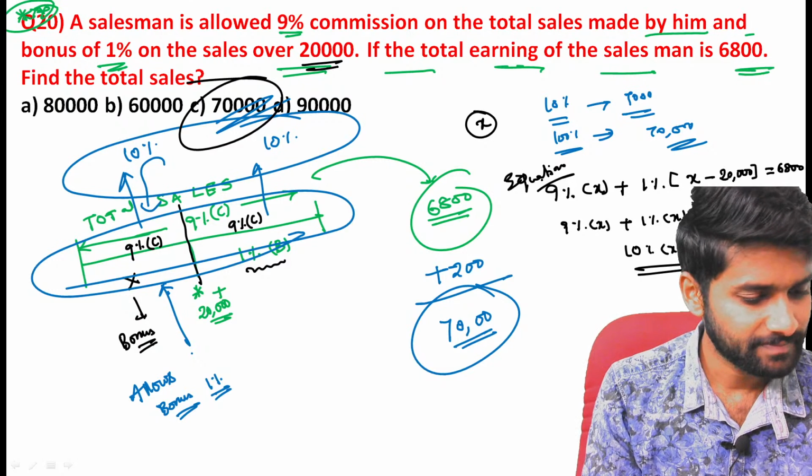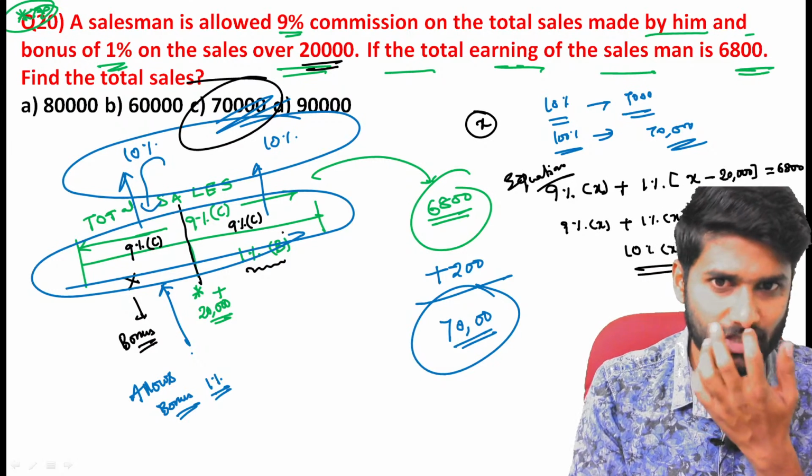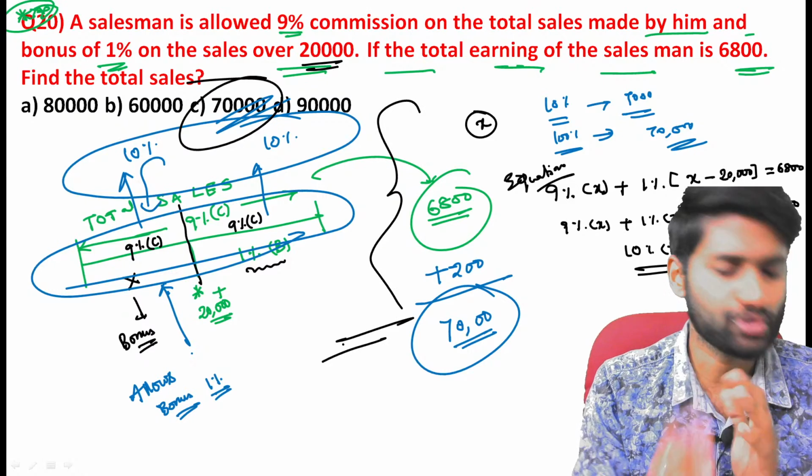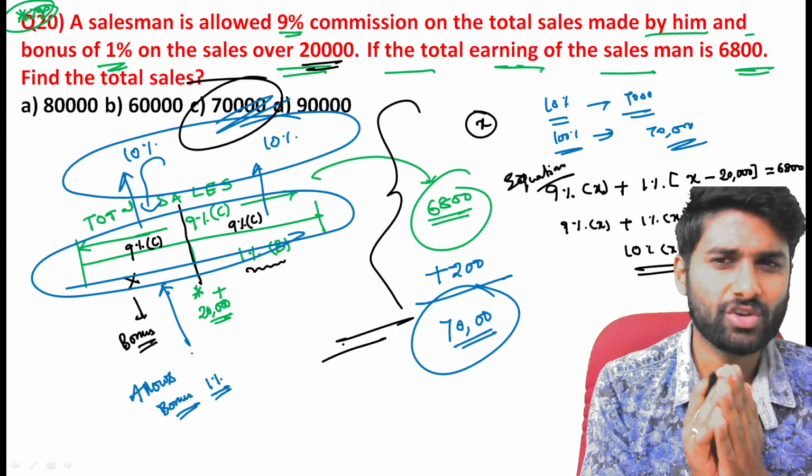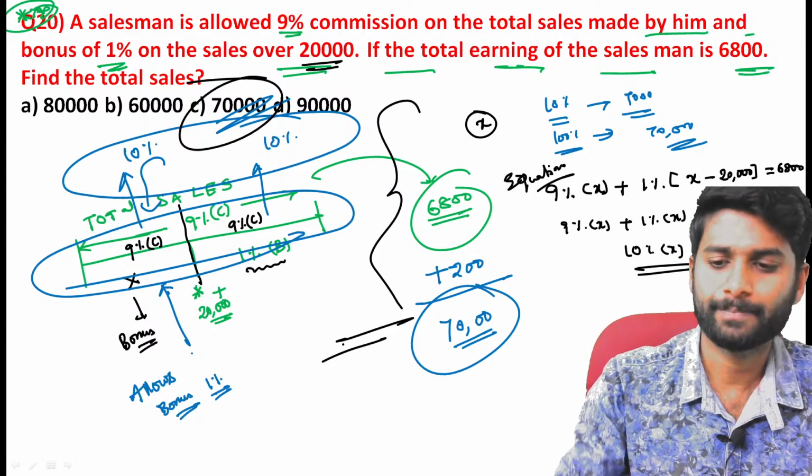Clear this question, guys? These are the two different approaches. First, you need to analyze the story. If you know the story, then you can easily solve it by either the equation method or the direct method, guys.